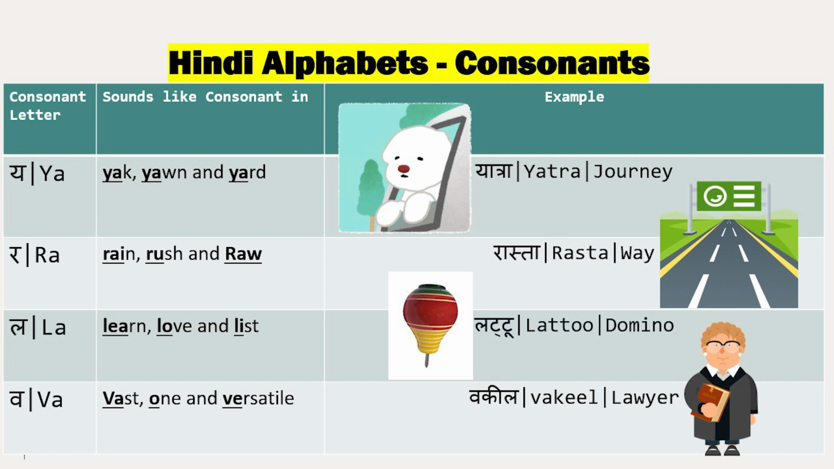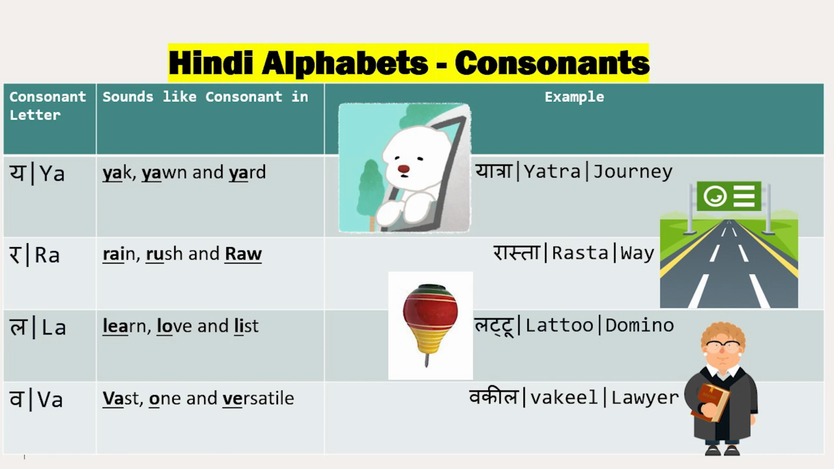The letter ya is like how you pronounce yak, yawn, and yard. The Hindi word yatra, which means journey, starts with the letter ya. The next letter is ra, like how you pronounce rain, rush, and raw. The Hindi word rasta, which means path, starts with the letter r.